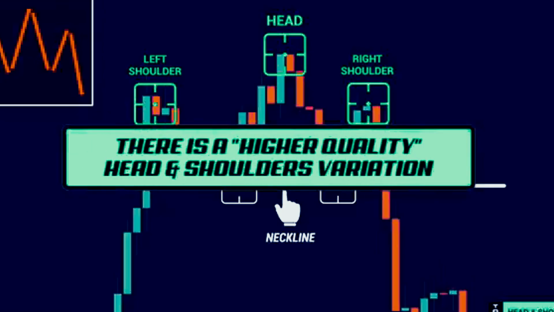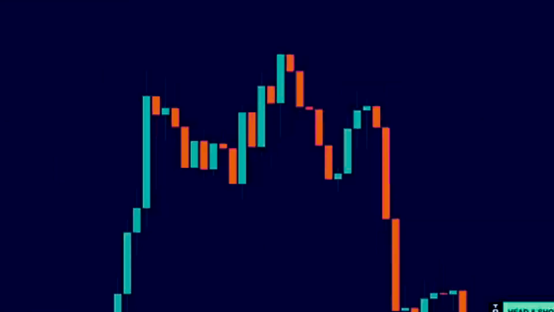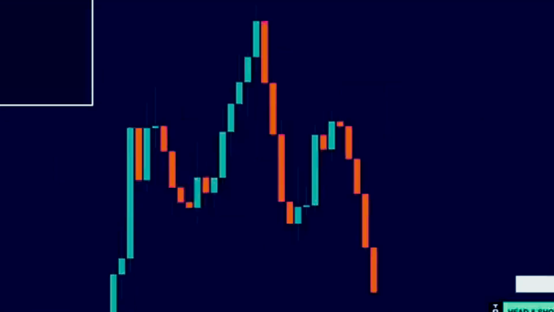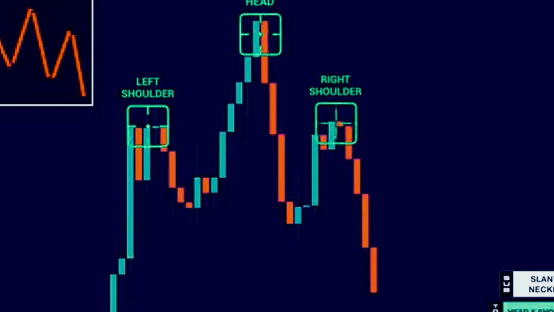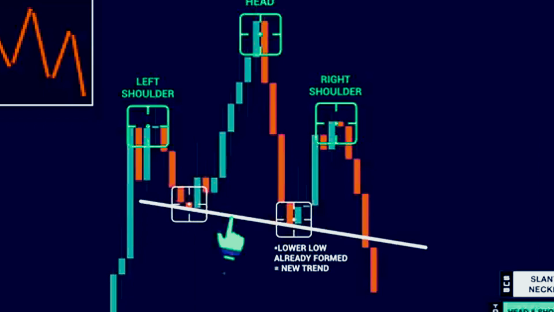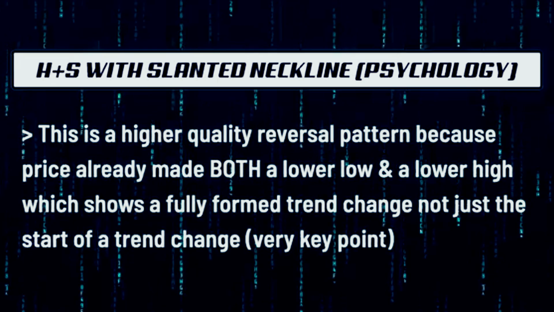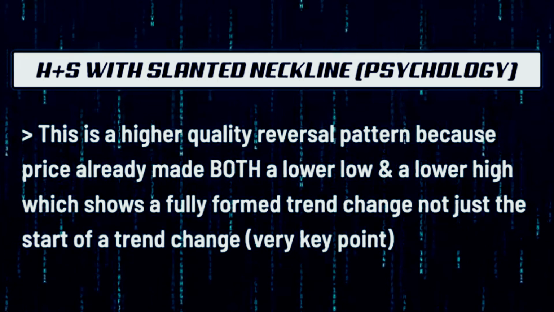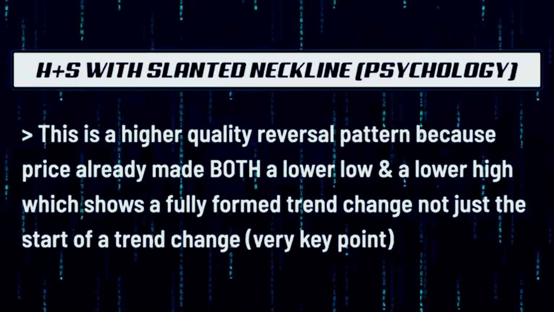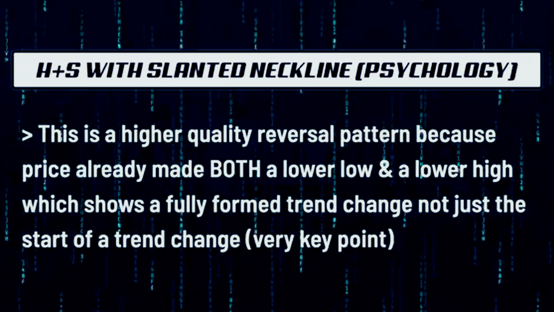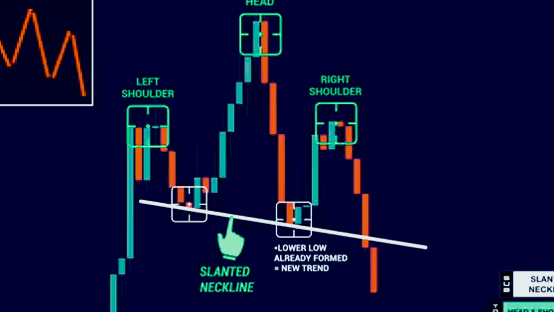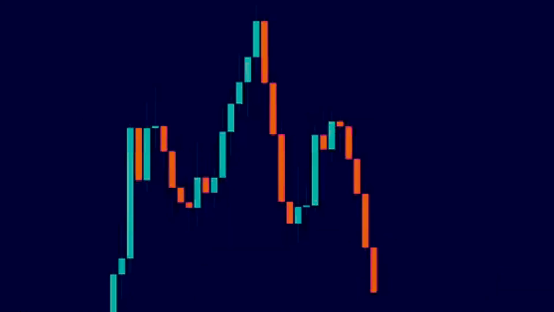Now there is a higher quality head and shoulders pattern, which is a head and shoulders pattern with a slanted neckline. It's the same as the normal head and shoulders pattern, except you already have a lower low that formed, creating the slanted neckline. From a price action standpoint, this is a higher quality reversal pattern because price already made both a lower low and lower high, which shows a fully formed trend change, not just the start of a trend change. Now going in the opposite direction.